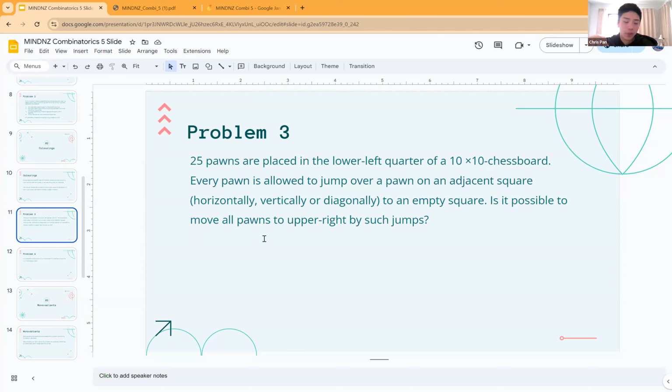And it has to land in an empty square, yeah. And you don't capture the pawn. It's not like checkers, right? You just jump over it, yeah. So the question is: is it possible to move all the pawns to the upper right corner by such jumps?